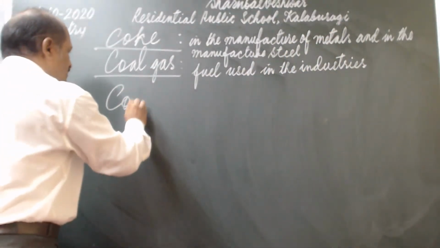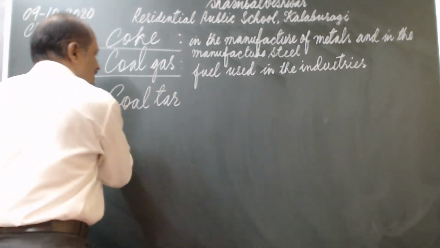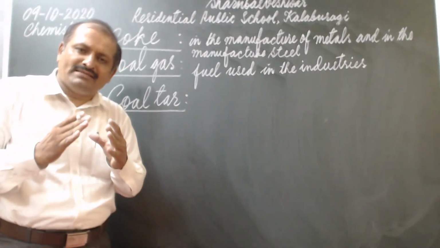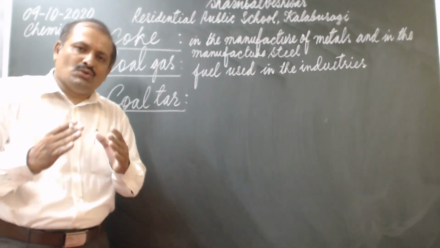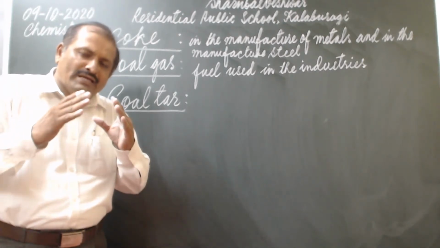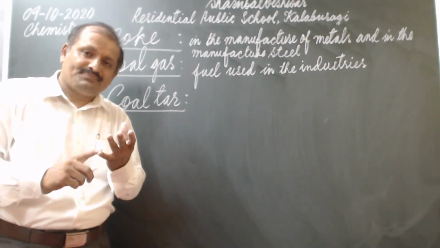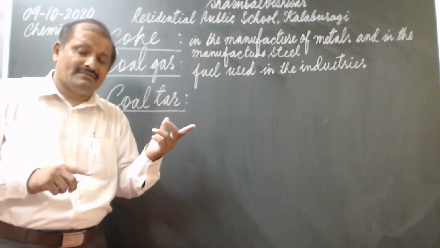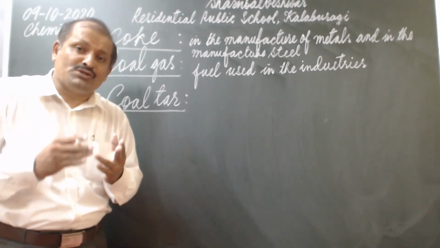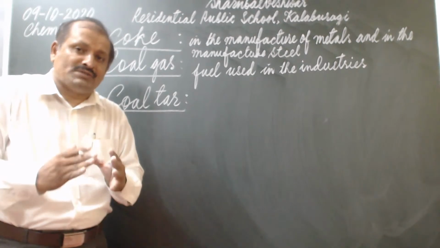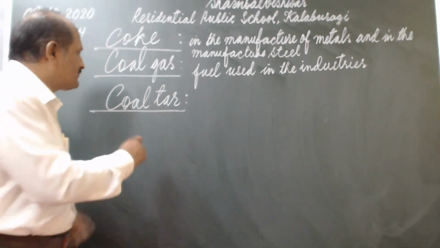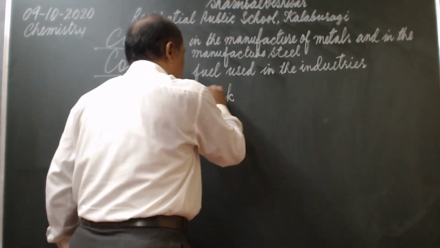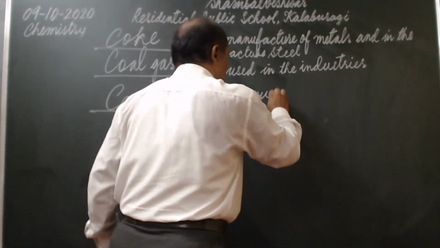Lastly, we have coal tar. Dear students, see, coal tar is a thick black liquid which has an unpleasant smell, extracted from coal, right? It is used in various fields like pharmaceuticals, explosives, and in the manufacture of perfumes. So in all these various fields, coal tar is used.